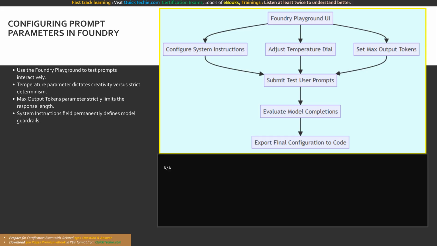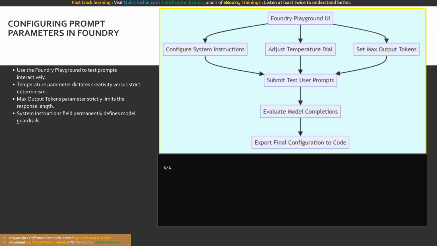Finally, the playground provides a dedicated text box for your system instructions. This is where you explicitly define the overarching role and strict behavioral guardrails for your model, completely separate from the standard chat interface where you test your dynamic user prompts. The playground serves as a highly visual, interactive bridge between the raw generative AI model and your final enterprise application code. By thoroughly validating your prompt engineering strategies here, you guarantee your agents will perform flawlessly in production.